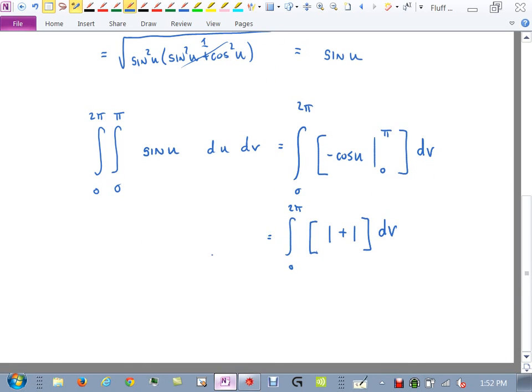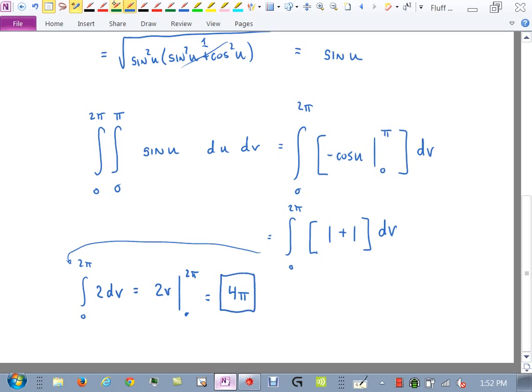So now we're integrating. I'll move over here so I have some more room. We're integrating 0 to pi of 2 dv, which is just 2v evaluated from 0 to 2 pi, which is 4 pi. Now the formula for the surface area of a sphere of radius r is 4 pi r squared. We got 4 pi, which makes sense because our radius is 1.